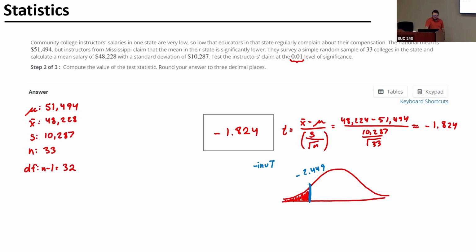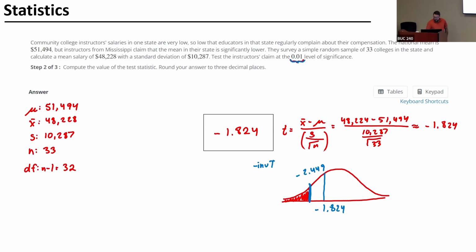But the problem is, where's my test statistic going to be? It's going to be over here somewhere. It's going to be at negative 1.824. Can you go back to where you put in the 0.01 level of significance? I got kind of lost. Where I put this in, where for the inverse?